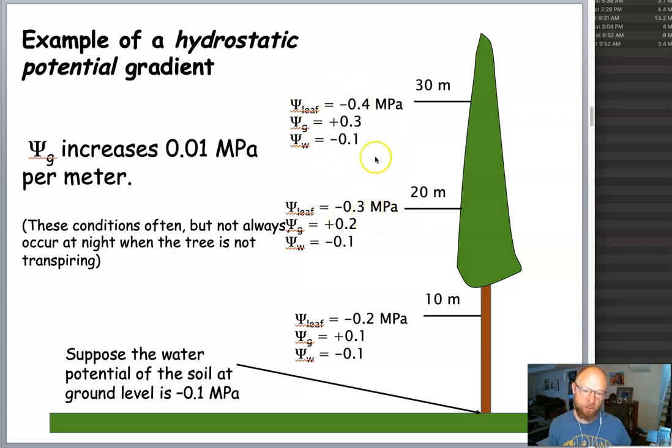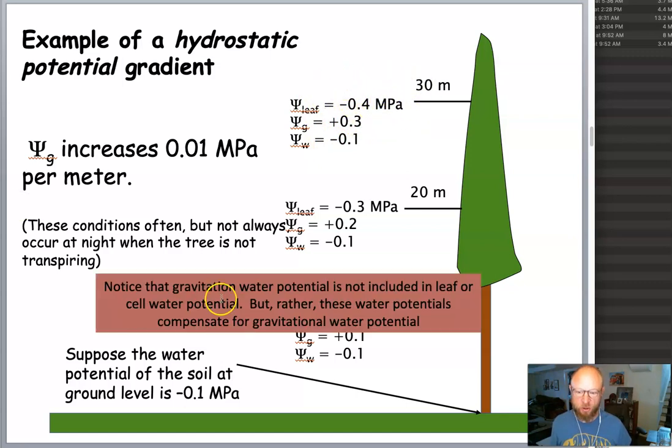And if you look at the top of tall trees, the leaf water potential has to be minus 0.4 to offset the gravitational potential of 0.3, ending up again with minus 0.1 water potential. So we have a minus 0.1 water potential of the water throughout the entire water column in a tree. And in that case, there's going to be no movement of water. There's no water potential gradient. All right. But this helps you see the effect of gravity on what the water potential of the plant tissue has to be.